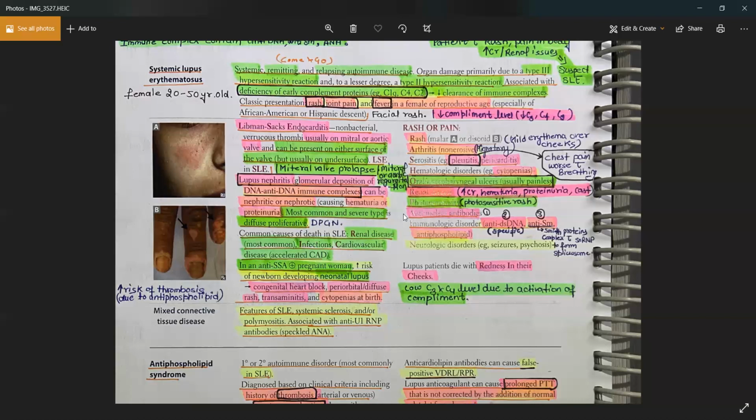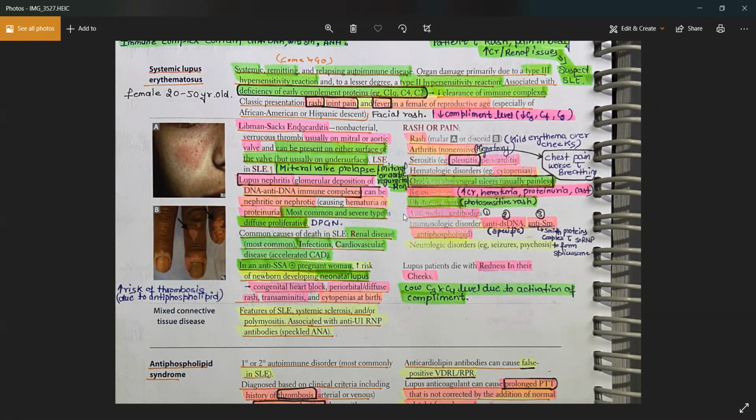Joint pains you can get. On the kidneys, you can get the nephritic or the nephrotic syndrome, right? And then comes the lab values. What you can expect on the labs, you'll be having anti-DNA antibodies, anti-Smith antibodies, anti-phospholipid antibodies, anti-nuclear antibodies, anti-SSA antibodies, right? So these are all the things you will get in the SLE.